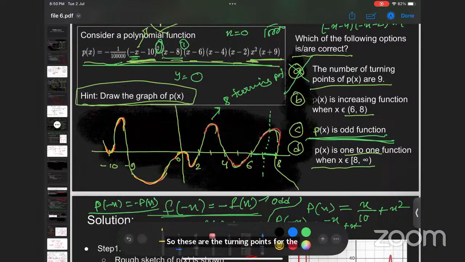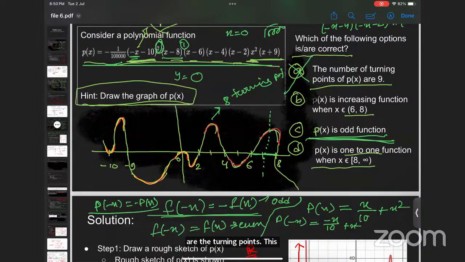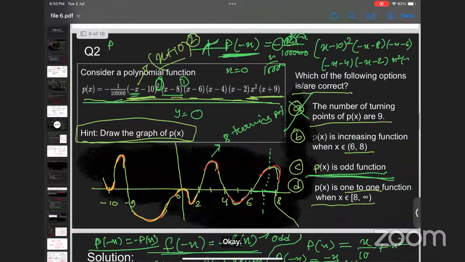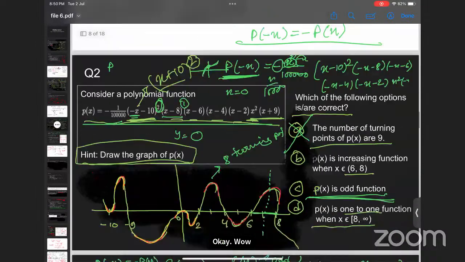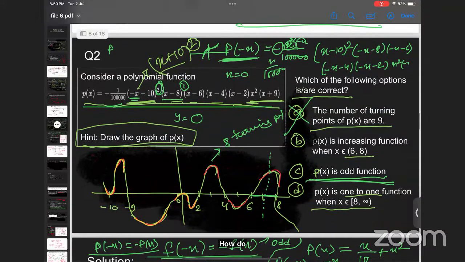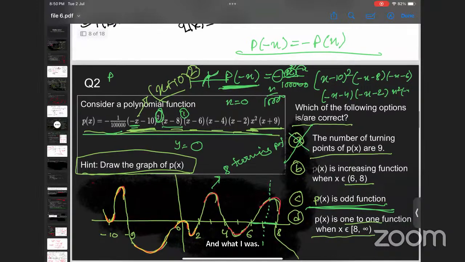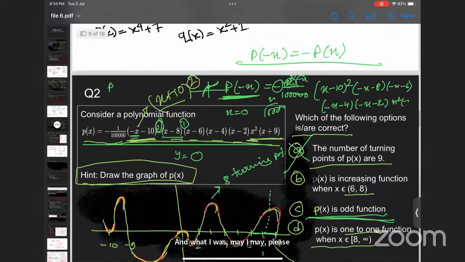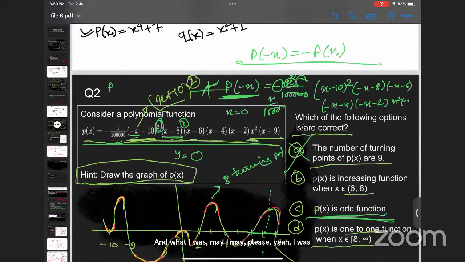Ma'am, can you just continue that solution? What I was telling you is, because it was already passing from 0, you can directly say it's an odd function. Why do you need to do minus x and x? That's what I wanted. It is not an odd function. How can you say it is an odd function?